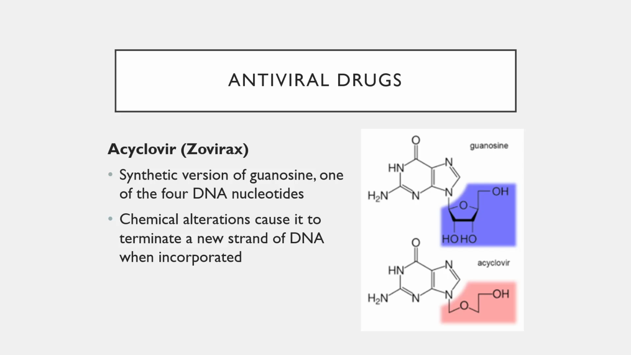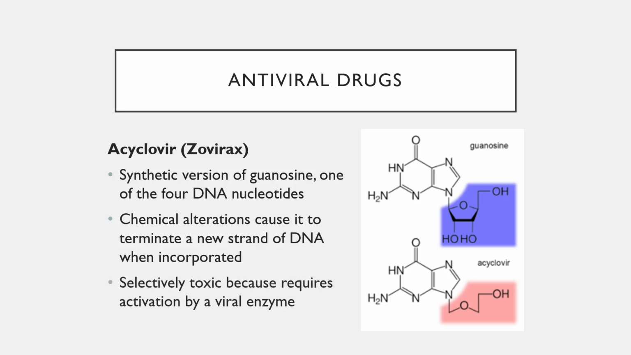It is selectively toxic because the activation of a viral enzyme is required in order for this process to happen. And so this will not happen in our own cells because a special viral enzyme must activate the process of this being incorporated into a new strand of DNA. Acyclovir is commonly used to treat certain DNA viruses, especially those belonging to the herpes viridae family, including chickenpox, herpes simplex virus 1, and herpes simplex virus 2.